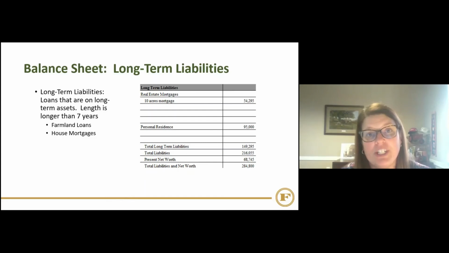Your house is 30 years. If you buy farmland, it's 30 years. It's going to take you a long time. You're going to have it for a long time. So they amortize that over a long period of time.